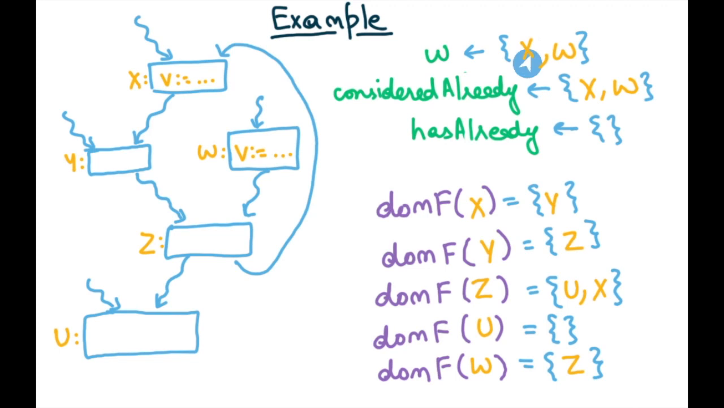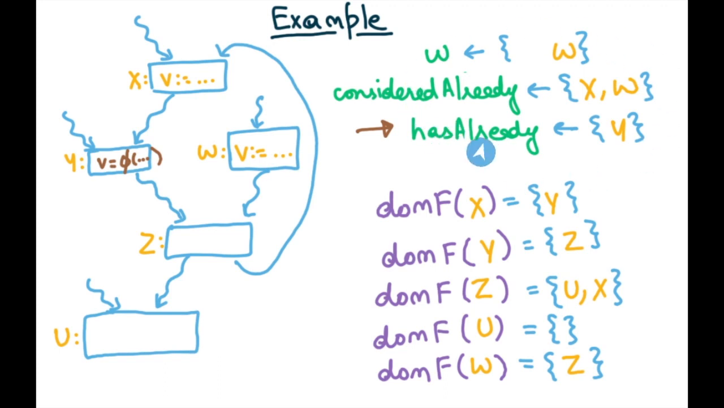Now I'm going to take one by one a node from the work list and look at its dominance frontier and place phi nodes in those dominance frontier and potentially add those nodes back to the work list and to the considered already set. So let's say I pick x first, and the dominance frontier of x is y. So I place a phi node or a phi function at y. I add y to has already, and this is the state of my sets at this point.